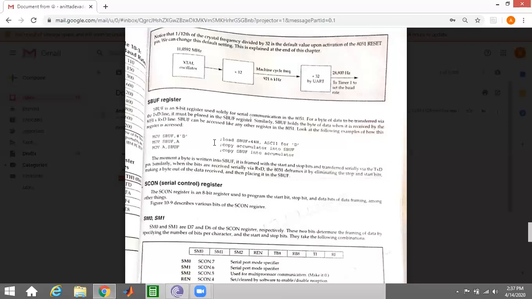You'll understand it much more clearly when we do the program.